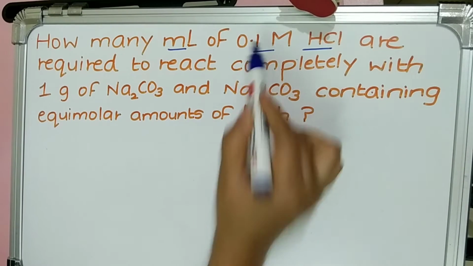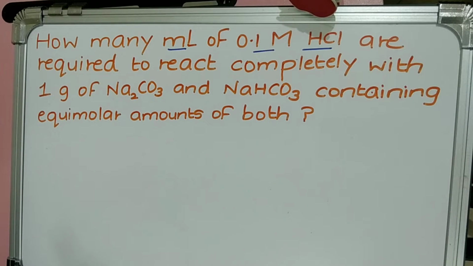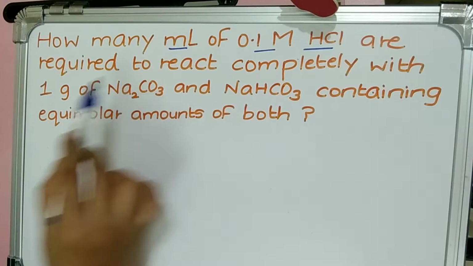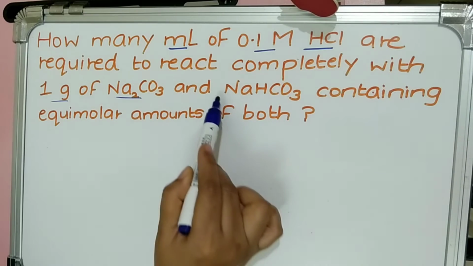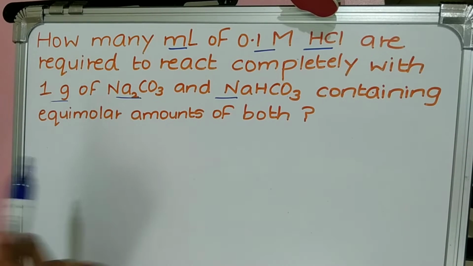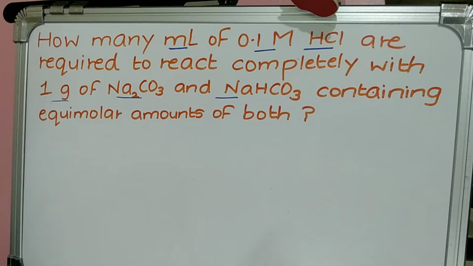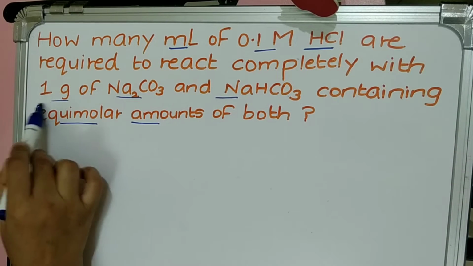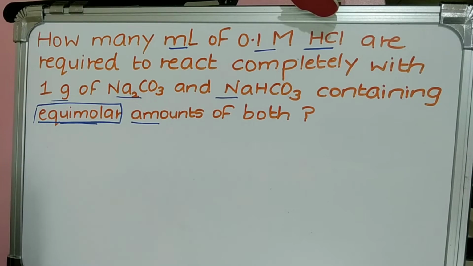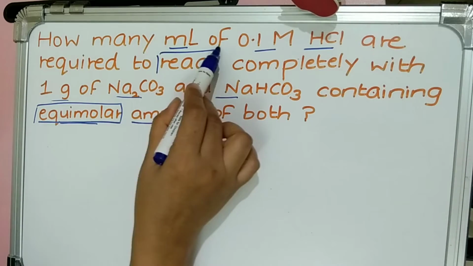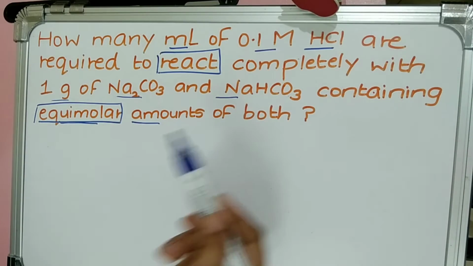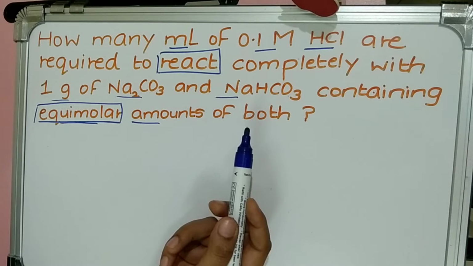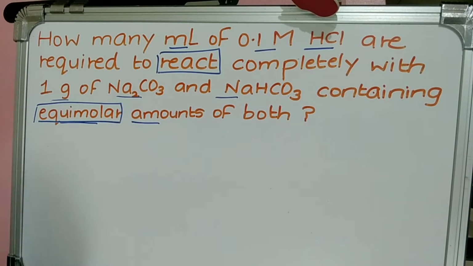What is given to you? Molarity is given to you. Milliliters you need to find. 1 gram of Na2CO3 and NaHCO3, that is a mixture, both combined. Equimolar amount of both. So see these words, equimolar. And react completely. That means HCl is reacting with Na2CO3 and with NaHCO3. Correct. So let's start with this.